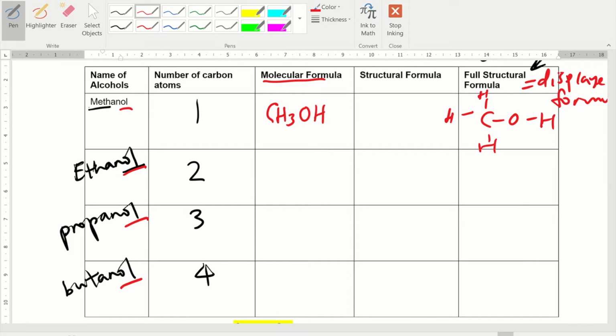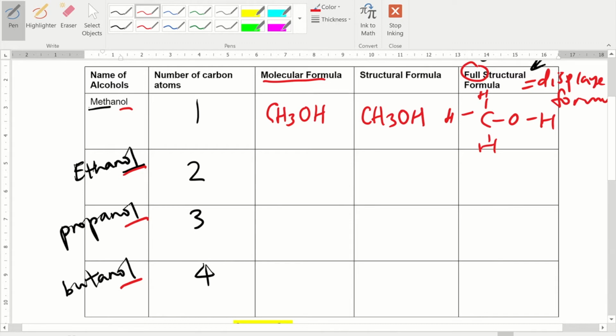Now I'm going to introduce this part here, the structural formula. Structural formula and full structural formula are slightly different. For full structural formula, you must show all the bonds. But for structural formula, you don't show the bonds. Structural formula is a simplified version, and it looks like that. You might be wondering what's the difference between molecular and structural formula. We'll take a look at it later.